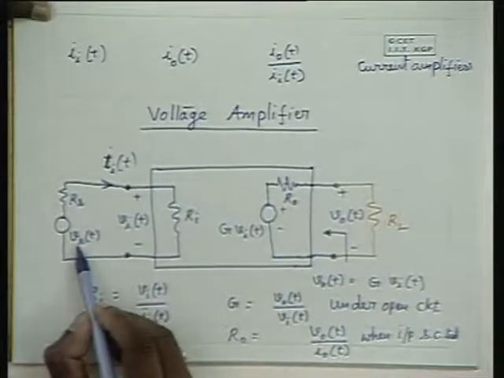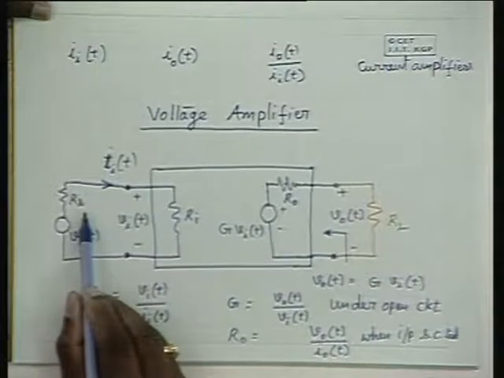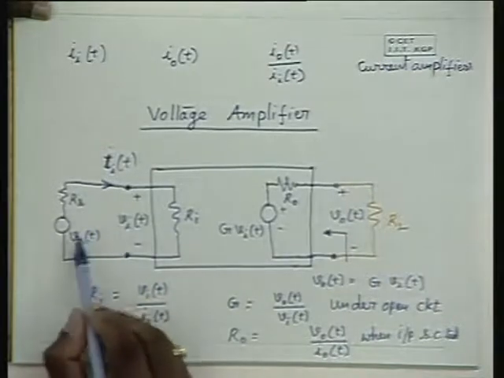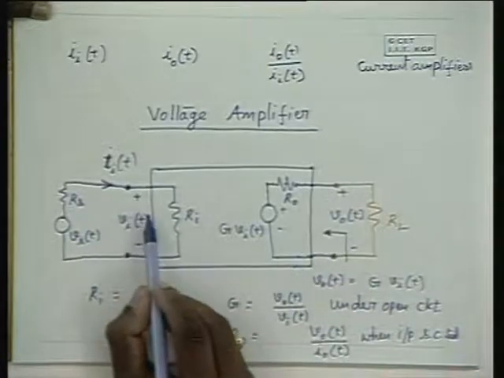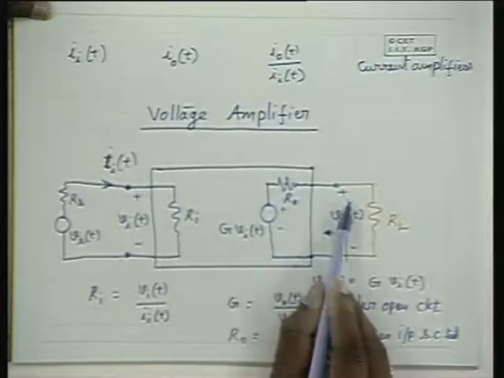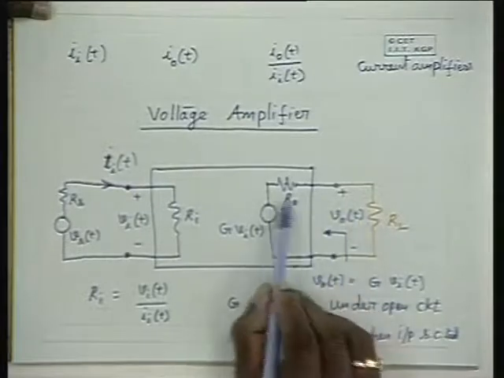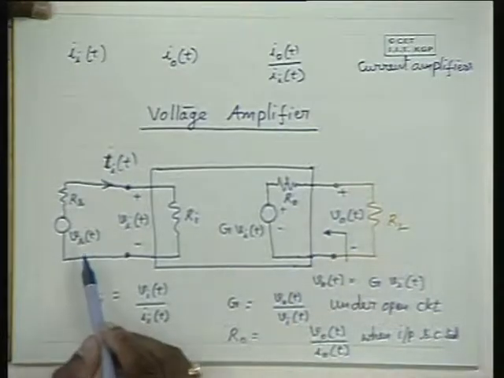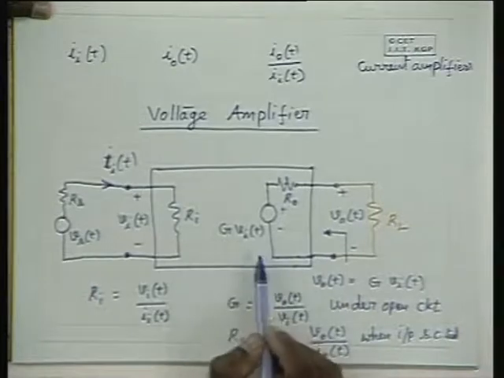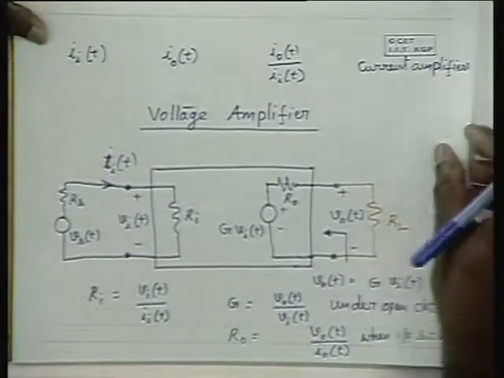VIT is going to be less than VST. By what ratio? Because VST gets divided between Ri and Rs, so VIT is a fraction of VST. And the output voltage is not GVIT. Output voltage is again getting divided between RL and R0, so it is a fraction of GVIT. Hence output voltage V0 to VST ratio is going to be less than G. So let us mathematically analyze this problem.